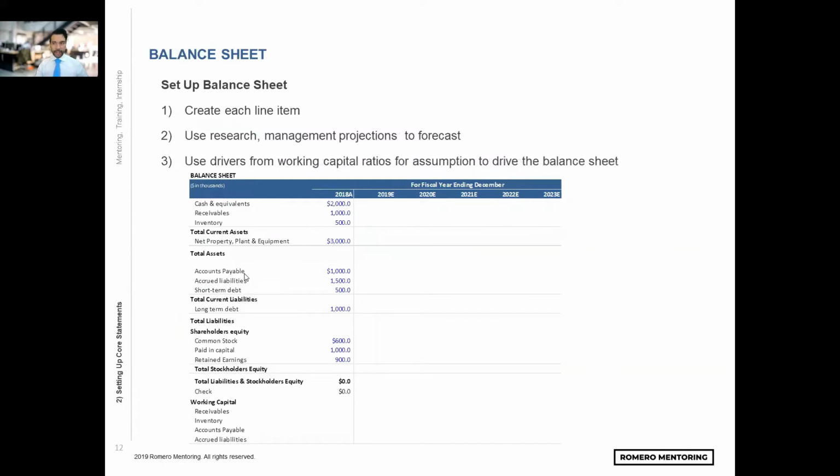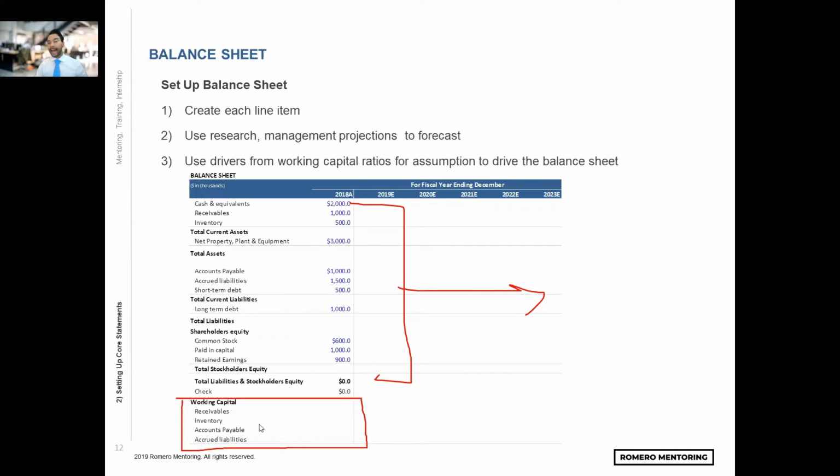We have the balance sheet. How are we going to forecast the balance sheet? Well, what drives the balance sheet is our working capital assumption. You see down here where it says working capital? We're going to calculate those ratios for each and every one of these line items: receivables, inventory, accounts payables, and accrued liability. And I'm going to explain a little bit more what each of these turnover ratios means, what they represent, and how they can help us make better forecasting decisions when we are forecasting the balance sheet.